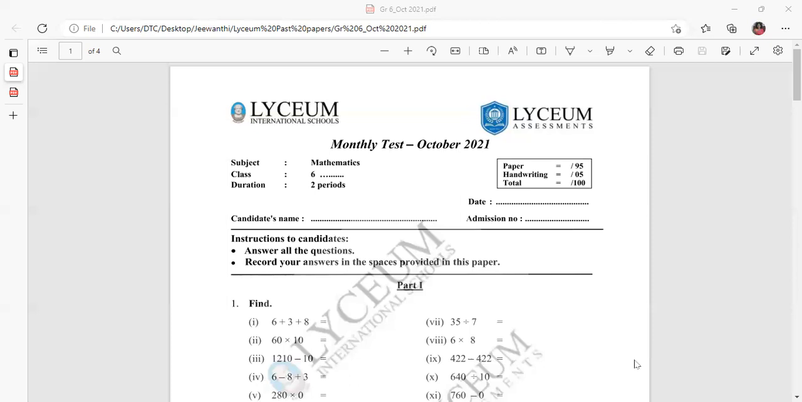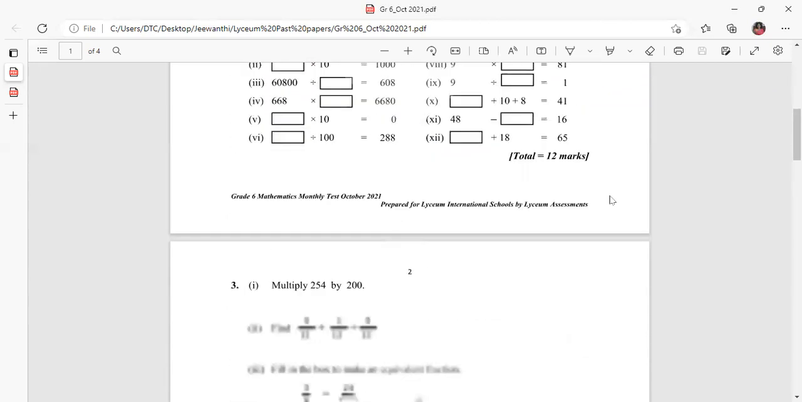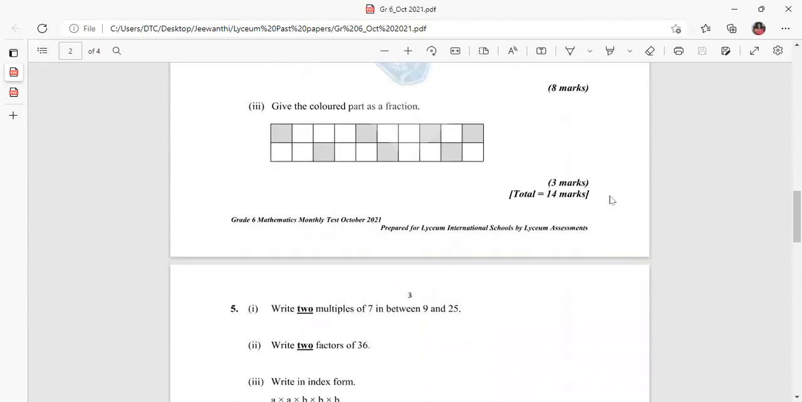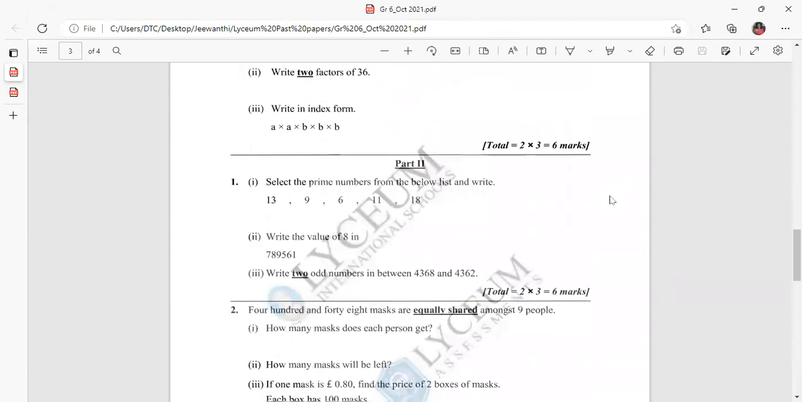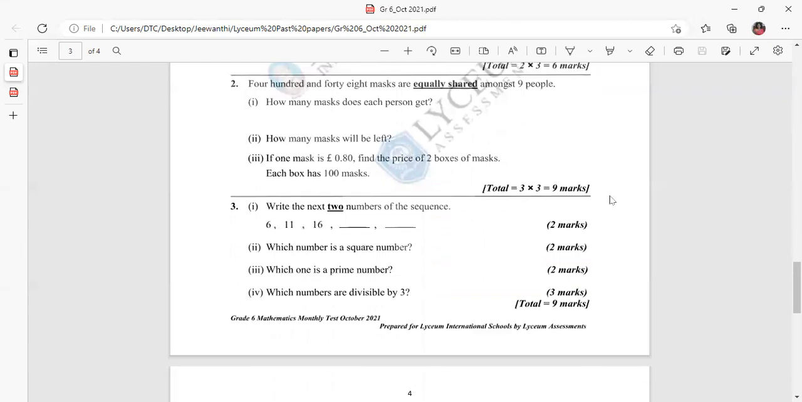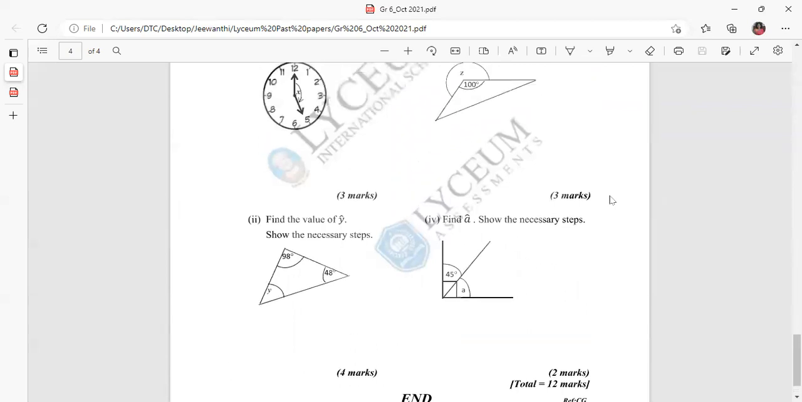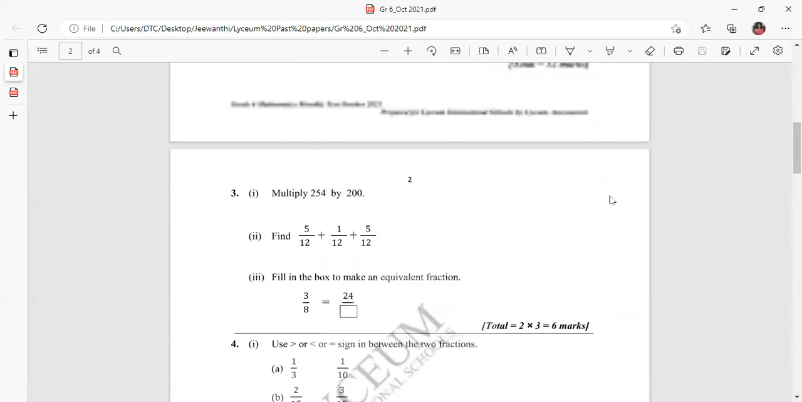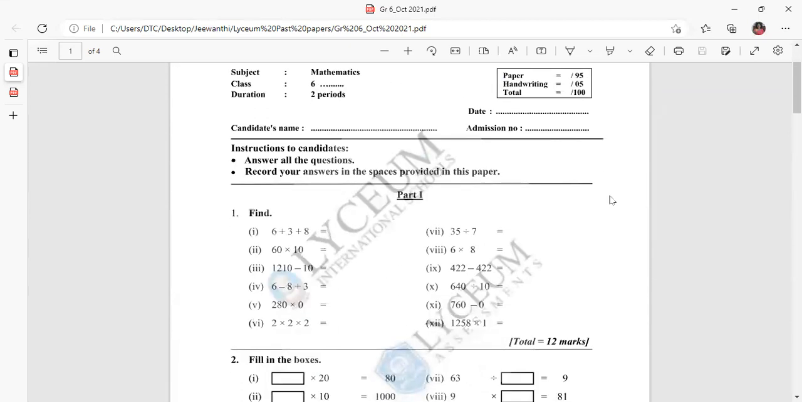You can see part 1 of the paper. I will show you. You have a few questions in part 1. Then you have part 2. You can see they have given you the marks allocated, and this is the end of the paper. We will do the paper one by one. Part 1, question number 1. Without wasting time, let's get started. Part 1, question number 1.